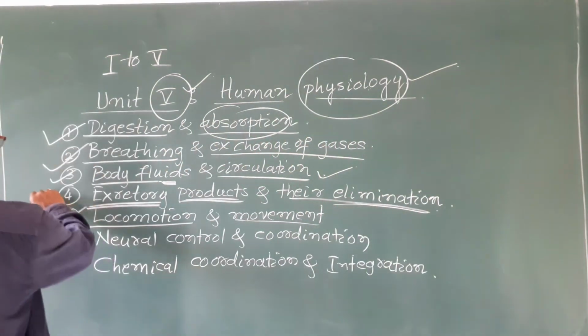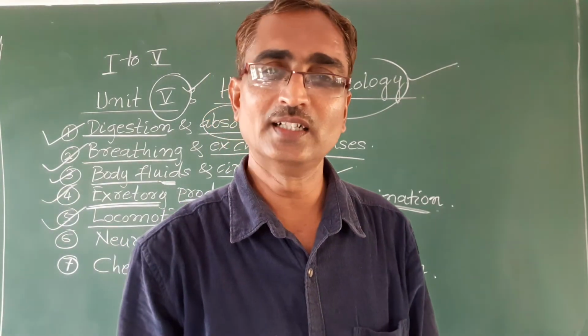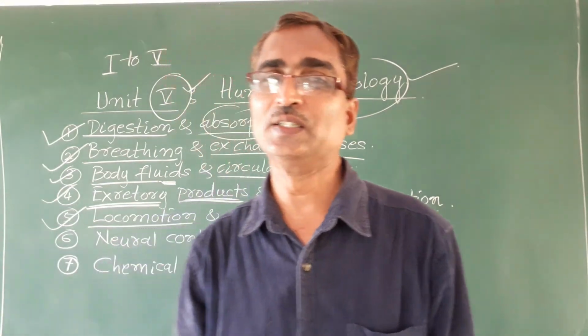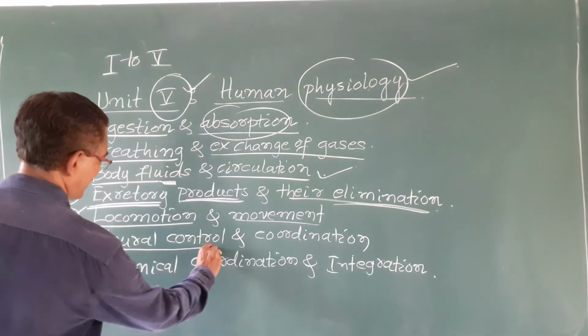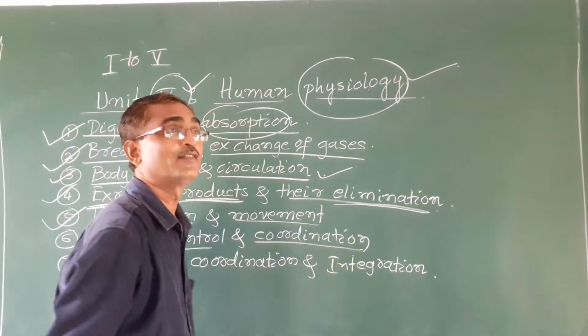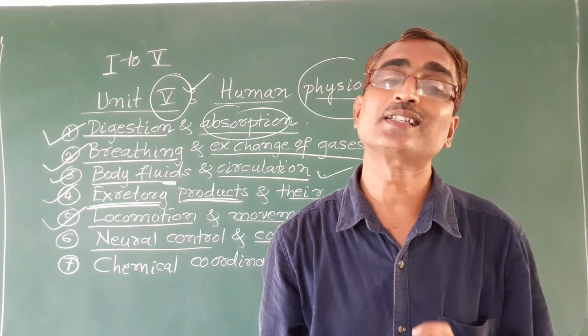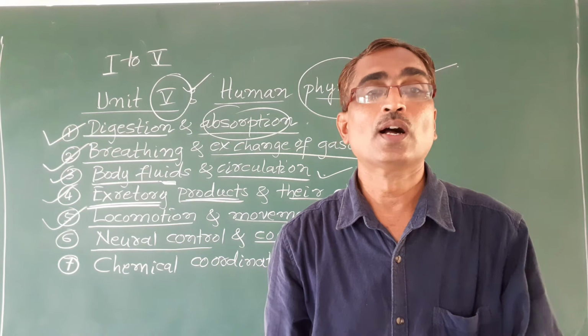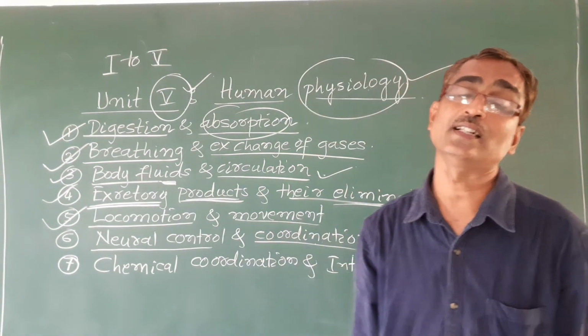This is also one of the important chapters in human physiology. Next one is neural control and coordination. All our activities are controlled by the nervous system. So the nervous system plays an important role in controlling and coordinating all the activities in our body.